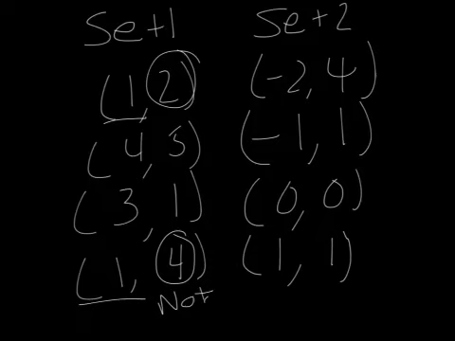Let's look at our second set. Our second set has negative 2, 4, negative 1, 1, 0, 0, and 1, 1. So in this case our x values are negative 2, negative 1, 0, and 1. Now, even though we have two y values that are the same, 1 and 1 here, they correspond to different x values. So this is okay. This is a function. Remember that it's only the x values that we care about when we determine whether or not we have a function.